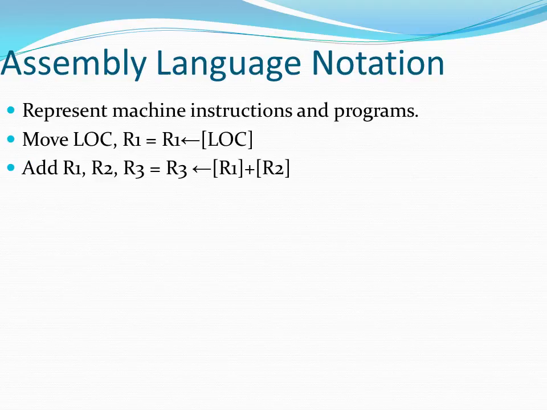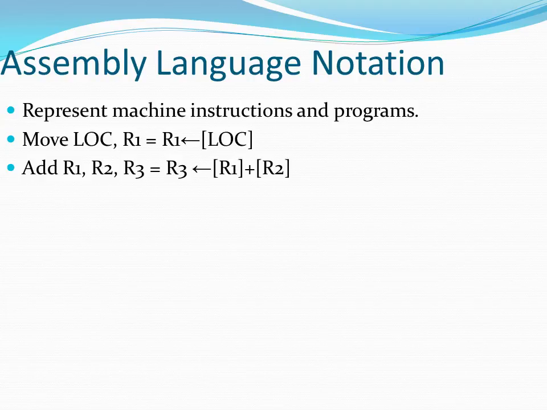And another notation is assembly language notation, which represents machine instructions and programs. Here we use some mnemonics like move, add. These are the mnemonics used in our assembly language programs. And here it is the same. In the previous case, the information present in location is transferred to R1. Here we were indicating that with an arrow mark, but here, instead of that, we use an instruction. So assembly language notation is move LOC comma R0.